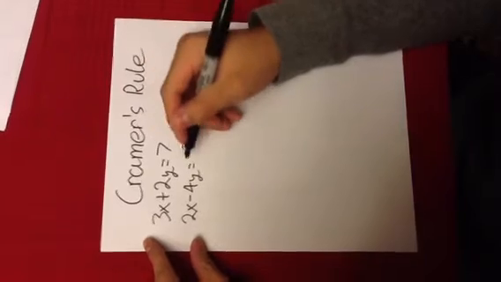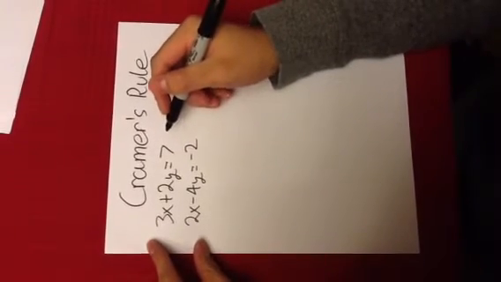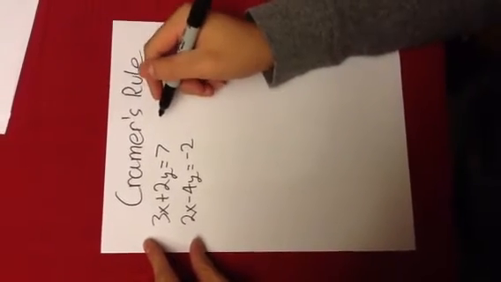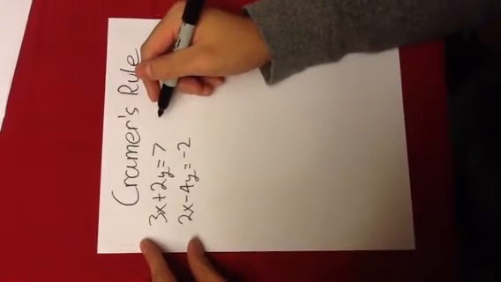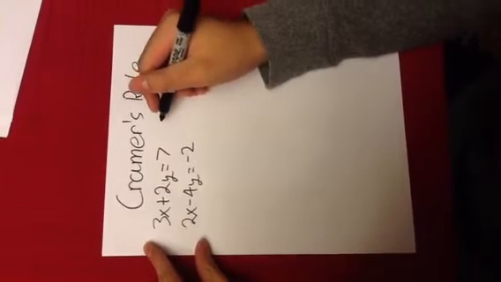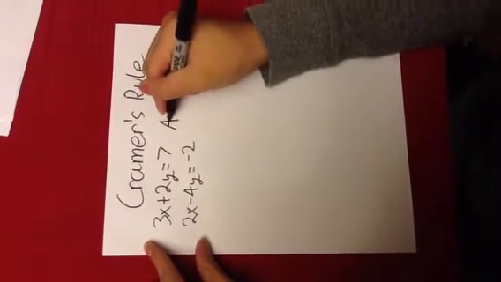So we have these two linear equations: 3x plus 2y equals 7, and 2x minus 4y equals minus 2. We want to find x and y. We can use Cramer's rule, and it follows this format.